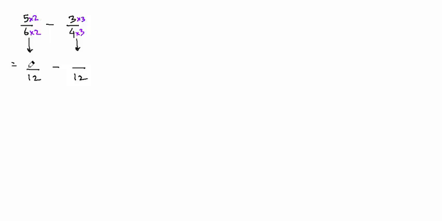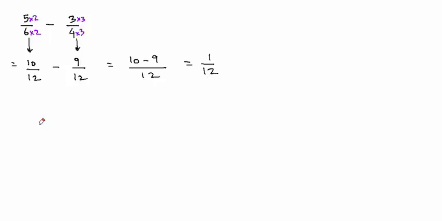5 times 2 is 10. So 5/6 is equivalent to 10/12, minus 3 times 3 is 9. 3/4 is equivalent to 9/12. So we have 10 minus 9 all over 12, which is equal to 1/12. So 5/6 minus 3/4 is 1/12.